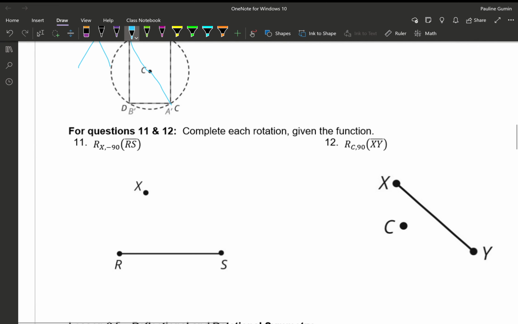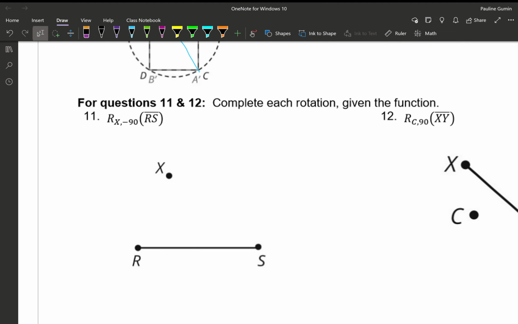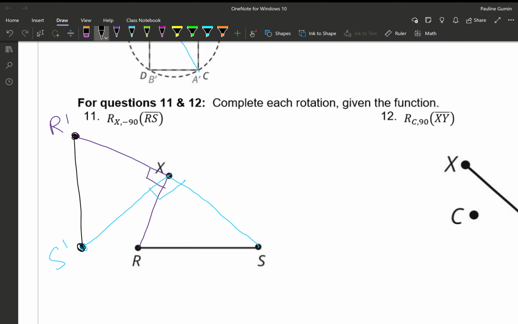For 11 and 12, we're going to complete each rotation. Number 11 asks us to go negative 90, so clockwise. All right, so this is how we're going to do it. You connect R to X and then form a perfect 90-degree angle. Well, as perfect as humanly possible. And then we're going to go from S to X and do the same thing with a perfect 90-degree angle. And here's our new line, R prime S prime. Let's see how it looks if I erase all that. There we go, 90-degree rotation, clockwise.